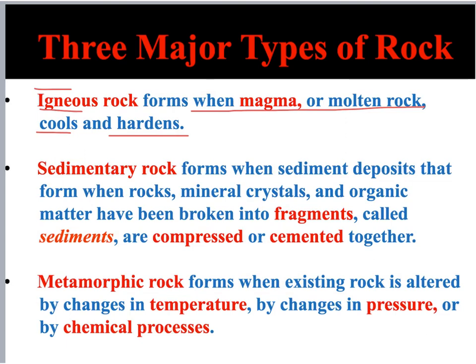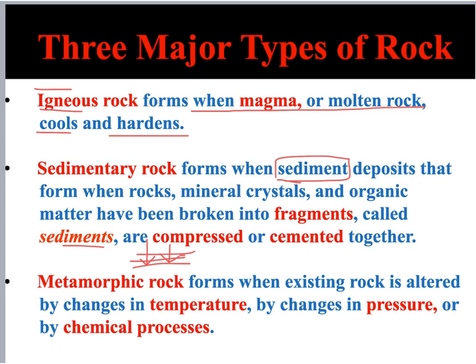Sedimentary rock forms when sediment, see it there, contained in the title, deposits form in rocks, mineral crystals, and organic matter have been broken into fragments called sediments and then get compressed or cemented together. So here we're going to see lots of photographs, but kind of layers of sediments that over time and through pressure kind of solidify to form the second type of rock called sedimentary rock. So easy to remember, sedimentary rocks are made from sediments.